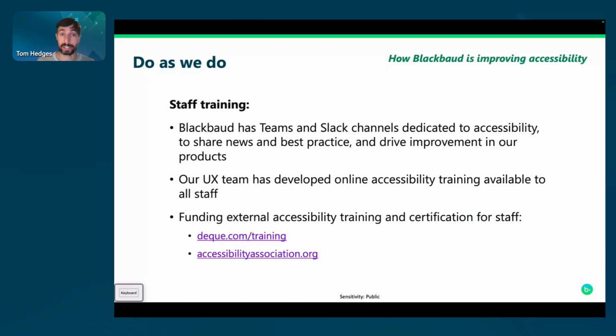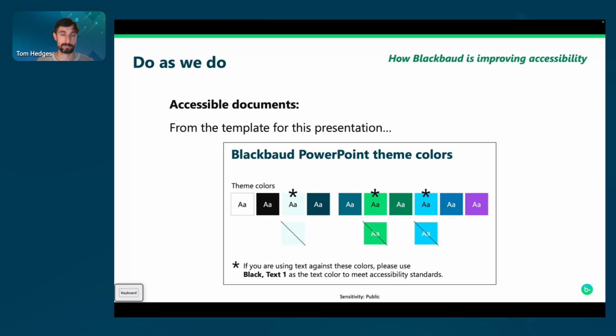Blackbaud also invests in staff training, whether that's our own internal accessibility training that our UX team has developed, or external training such as the DQ course that I'm taking at the moment, building towards certification. But also in more informal ways, we have teams and Slack channels dedicated to accessibility, to sharing accessibility best practice and driving improvement in our products.